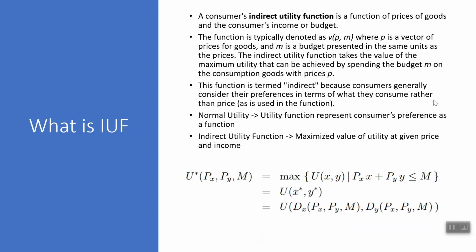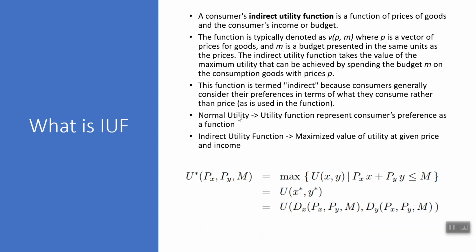What is the indirect utility function? The indirect utility function is a function of the prices of goods and the consumer's income or budget. Why is it called indirect? Because consumers generally consider their preferences in terms of what they consume, which is quantity, rather than price. So when it is presented in terms of quantity, it is the direct utility function, but when it is presented in terms of price and income, it is the indirect utility function.